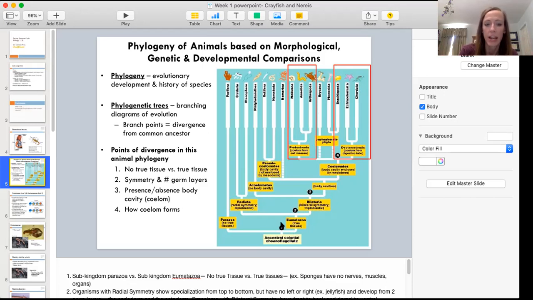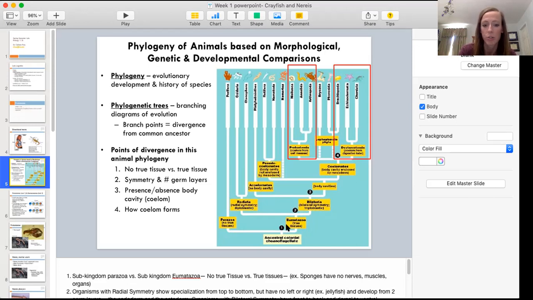So at the very beginning of our tree, we have what we believe is the ancestor to all animals in this group. So we have that ancestor, and then there's a divergence point where we see some animals that are called parazoa, or not really true animals. Para means closely related or sort of, right? Parazoa means they don't really have true tissues, versus the eumetazoa, which do have true tissues.